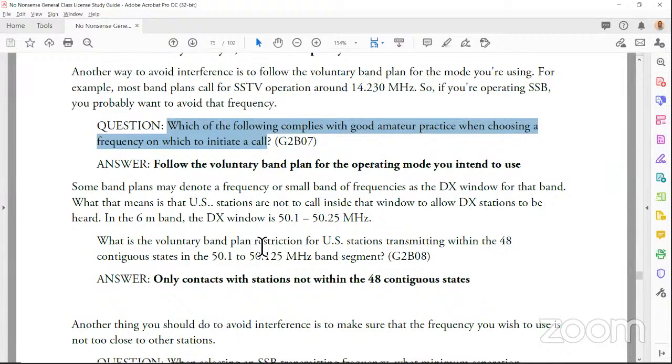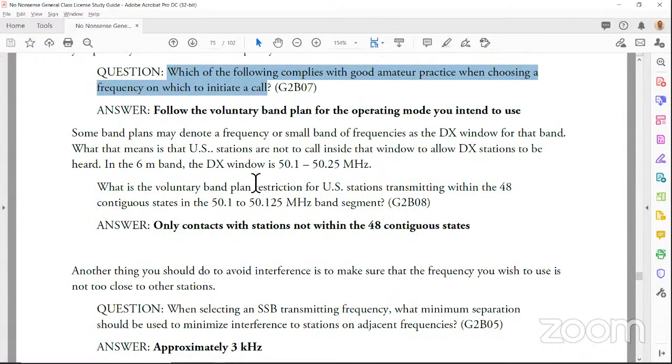Which of the following complies with good amateur practice when choosing a frequency on which to initiate a call? The answer is, we must follow the voluntary band plan for the operating mode you intend to use. So remember, there's a voluntary band plan. Modes are assigned to specific subsegments of the band that as a ham you have access to. You should not transmit voice in the section of the band that is designated for, let's say, a digital mode. So that's a voluntary band plan, and it's good amateur radio practice.